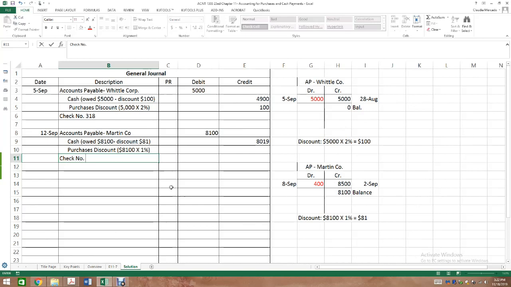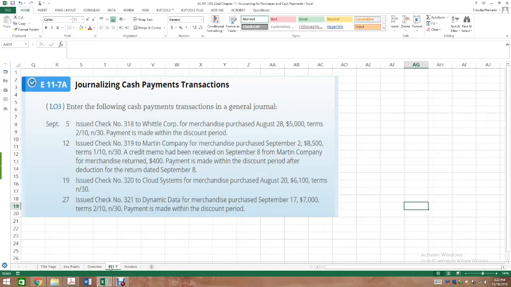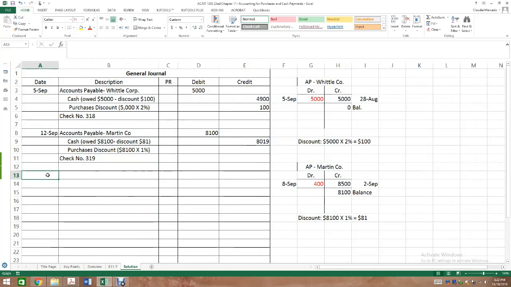Check number 319. Next transaction, you issue check number 320 to Cloud Systems for merchandise purchase on August the 20th. 6,100, terms net 30. So in this particular transaction, we are not getting a discount. We just have to pay the amount that we owe, the 6,100, within 30 days. So this one's very straightforward. We're just going to make a payment for the full amount. This is happening on 9/19, September the 19th.